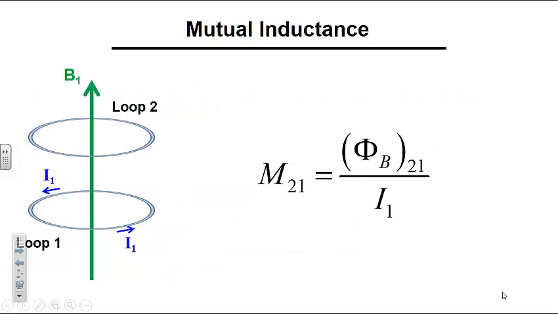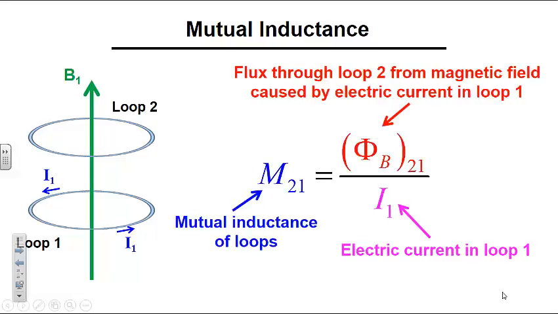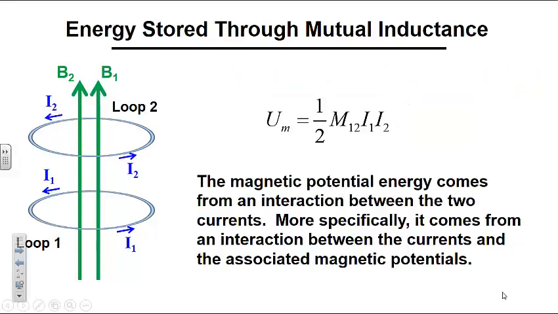This is the equation for mutual inductance. It depends upon the magnetic flux through one inductor caused by the magnetic field generated from the current in the other inductor and the current in that other inductor. This is the equation for the magnetic potential energy stored through a mutual inductance of two inductors. It arises from the interactions of the current in one inductor and the magnetic potential associated with the current in the other inductor. This energy can do work in the form of driving currents in the inductors.